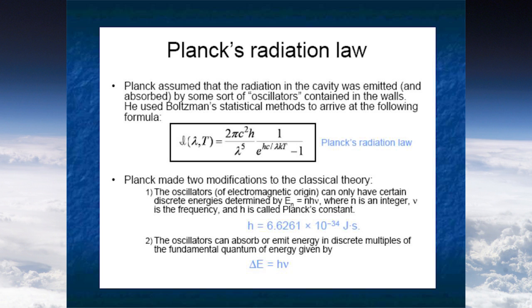h is spelled out down below. It's 6.6261 times 10 to the minus 34th joules times second. And you might ask, what is this? Where is this coming from? Actually, it's one of those fundamental physical constants that nobody knows where it's coming from. We simply assume it's fundamental, that you cannot explain it by any more fundamental assumption than this.